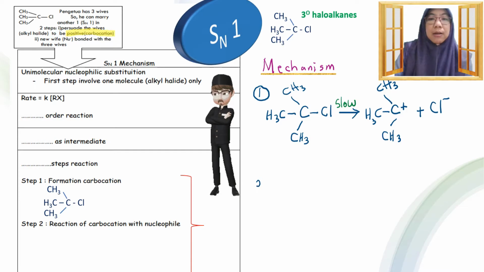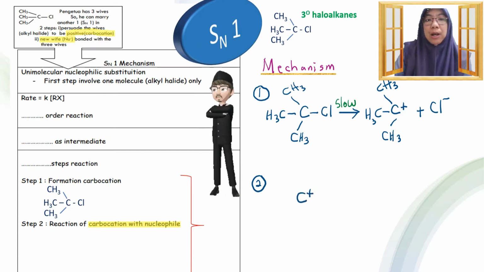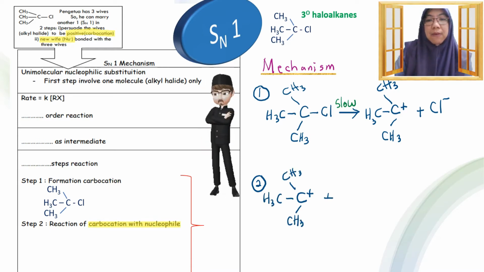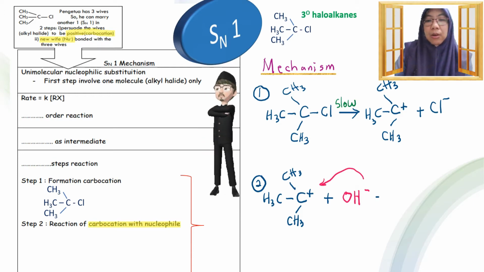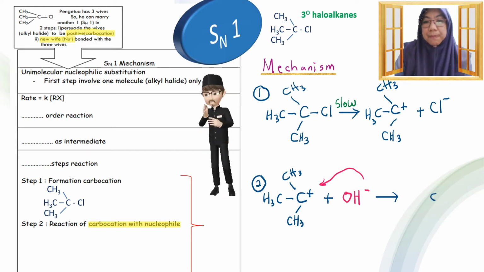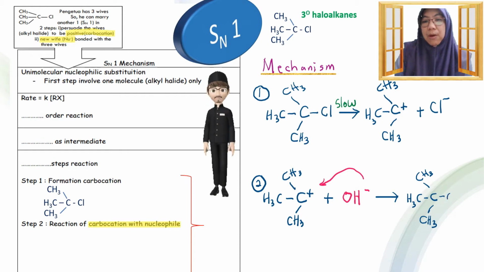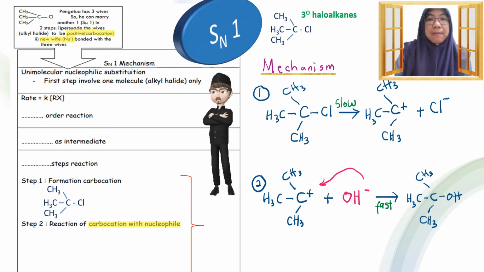The second reaction in this mechanism is the new wife, which is the nucleophile, bonded with the 3 wives. For the carbocation, the nucleophile example here, I give hydroxide ion as a nucleophile, and it will react with the carbocation. So finally it will form alcohol, which is tertiary alcohol, and this is the fast reaction. So they have 2 steps in this mechanism of SN1. The first one is carbocation. The second one is the nucleophile bonded to the carbocation.